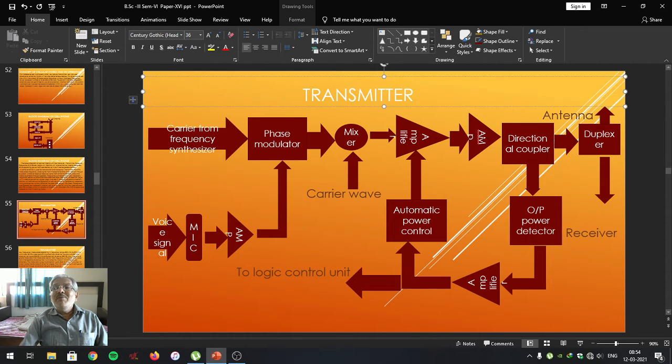So, the amplified modulated signal is given to the directional coupler. The directional coupler decides the directivity of the antenna which is connected to the duplexer. When transmitting, the signal is high power. The output of that is given to the duplexer. The duplexer now couples the single antenna to the transmitting side.